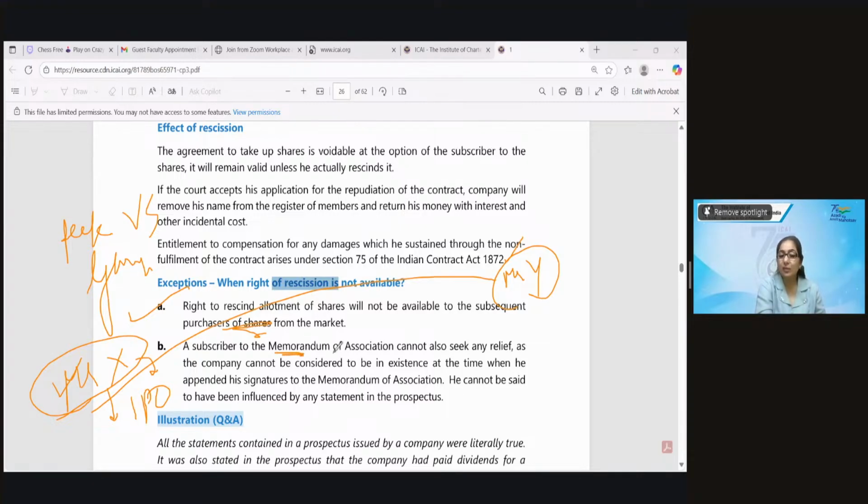Similarly, the people who have subscribed to the memorandum of association, they cannot seek this relief because the company is not in existence when they have given their signatures to the memorandum. So they are not influenced by the statement in the prospectus. So tomorrow the subscribers to the memorandum of association of ABC Limited said that we also want to end the contract. They said, who are you? Your company was not even in existence. You're the promoters of the company. You only made the company and further enhanced it. So those people who have signed the memorandum, they cannot end the contract. So the right of rescission of contract is available only to those who are buying the shares on the basis of IPO.